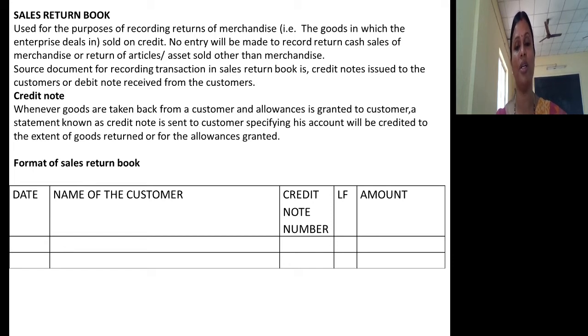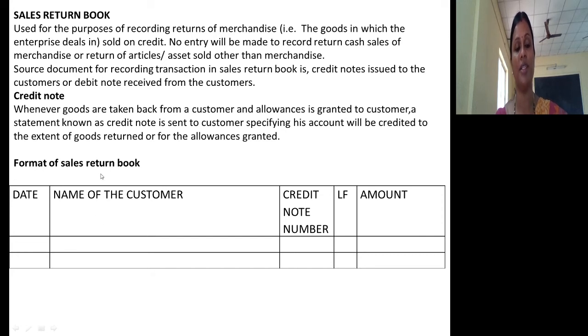The source document to prepare sales return book is credit note issued to the customers or debit note received from the customers. So whenever goods are taken back from the customers or allowances is granted to customer, a statement known as credit note is sent to customer specifying his account will be credited to the extent of goods returned or for allowances granted. That is known as credit note. So you know that while preparing purchases return book, debit note was a base. While preparing sales return books, credit note is a base.